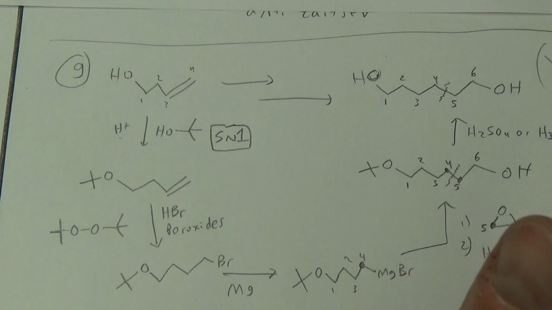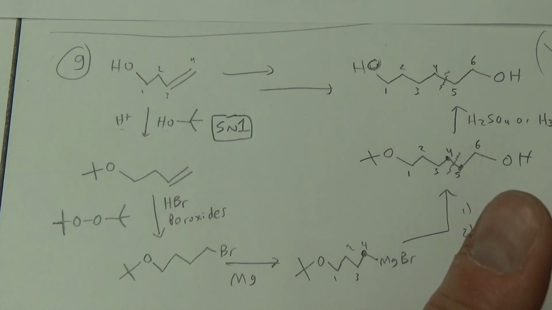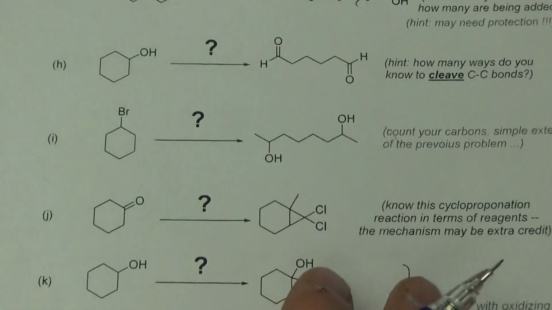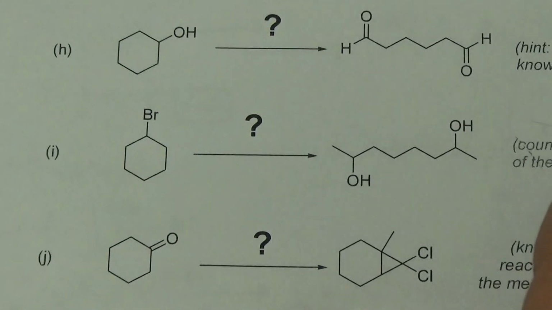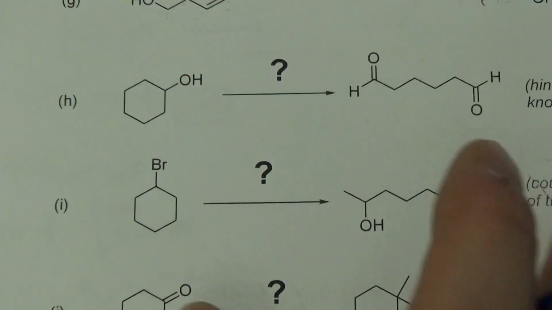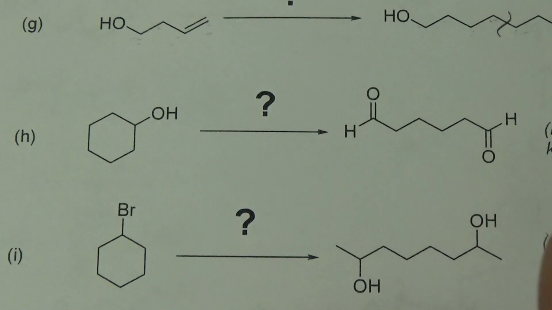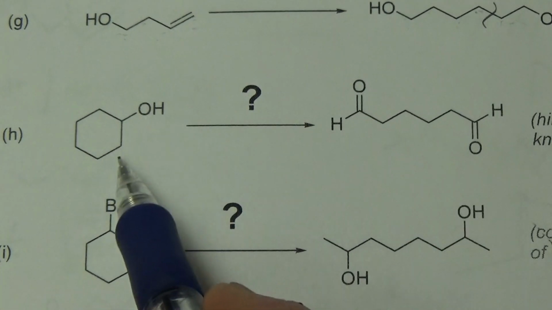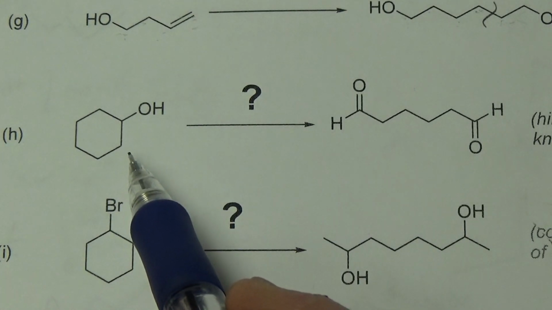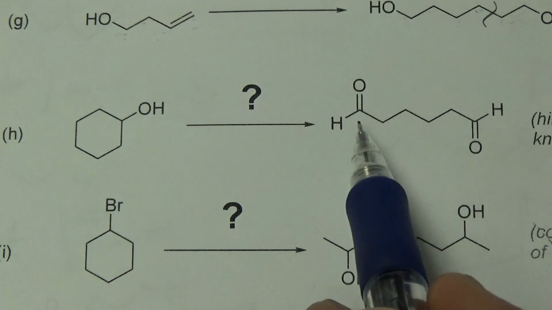That was pretty fun. Problem G was a little treacherous, maybe more treacherous than the other ones. Let's try problem H. H is actually pretty easy, maybe. It's relatively easy. H looks like you're going from a cyclic alcohol to apparently a molecule that's cleaved. So the ring is gone.